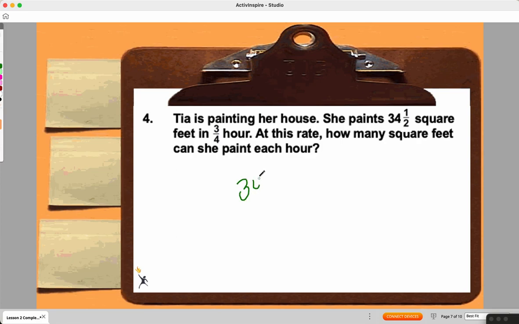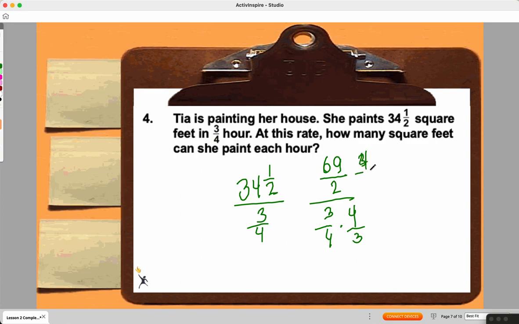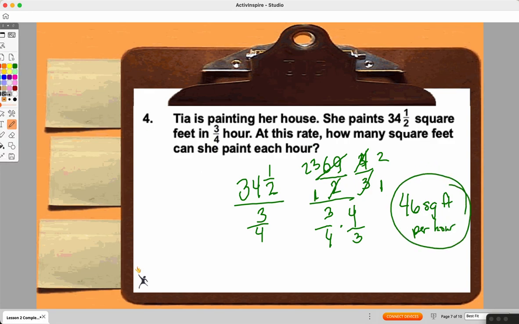All right, so we did 34 1/2 over 3/4. So you take it to 69 over 2 divided by 3 over 4. So again, you're going to use a reciprocal, 4 over 3. They do still cross reduce, thank goodness, to make our math much, much easier. 23 and 2. So 46 square feet per hour. Okay, that gives us that one.